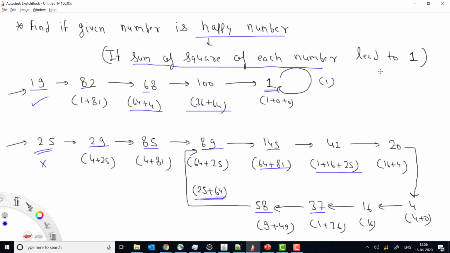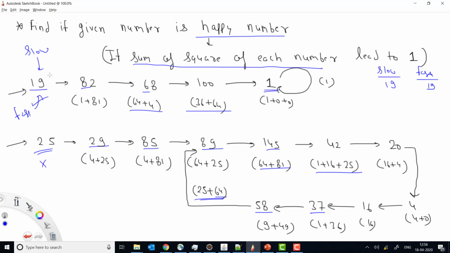So what I mean to say is, let's say here is my slow and here is my fast. At the starting both will be pointing to the first number. So first of all, check with the first example. Here we have 19 and here we have 19. Both are pointing to the first number. Now slow will move by 1 position and fast will move by 2 positions.